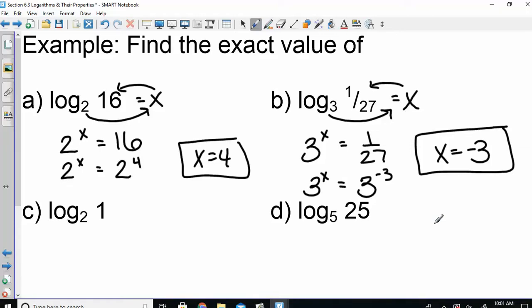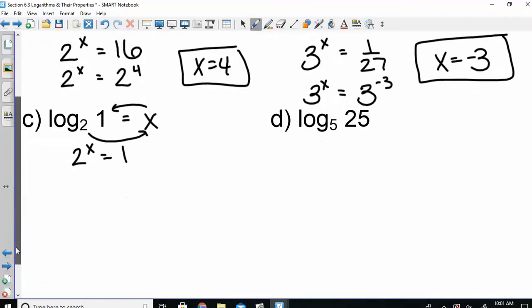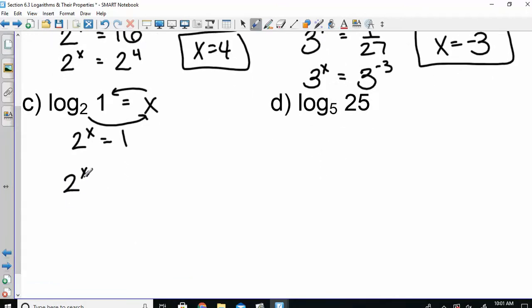C. 0. It's like saying you can just write down 0 if you know it. If not, work it out. 2 to the x equals 1. So if we get a common base, 1 is the same as 2 to the 0.